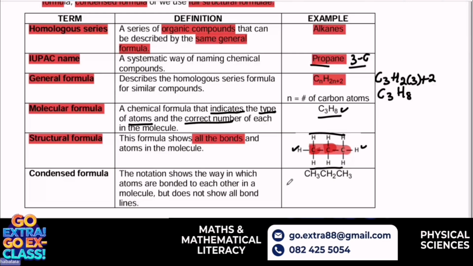Sometimes, as we said, we can show some of the bonds. So it can also be written in this way: CH3, then CH2, and then it can also be shown in this manner. Yes, this can also represent the condensed structural formula, but we are not showing all the bonds here, as we can see when we compare it to the one at the top, which is a structural formula. So we don't show all the bonds. This is also how we can write the condensed structural formula.